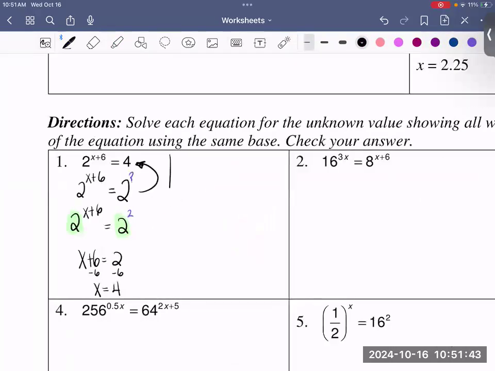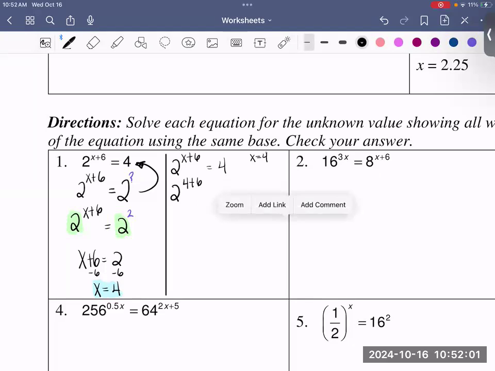Now we want to double check your answer by plugging in that negative 4 back into the equation. So if we have 2 to the x plus 6 is equal to 4, now we know that x is equal to negative 4. We'll say 2 to the negative 4 plus 6, is equal to 4. So 2 squared is equal to 4. So 4 is equal to 4. And that is a true response. That is actually what it does equal. So we know our answer to be a correct one.